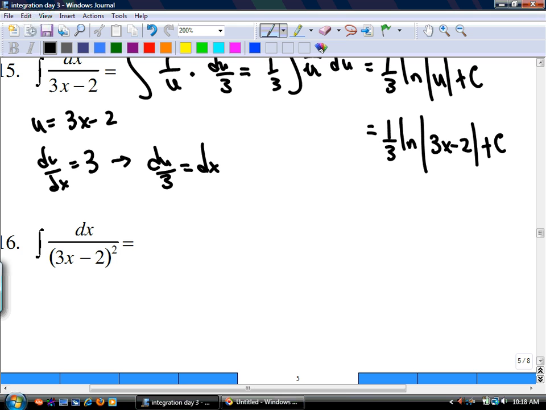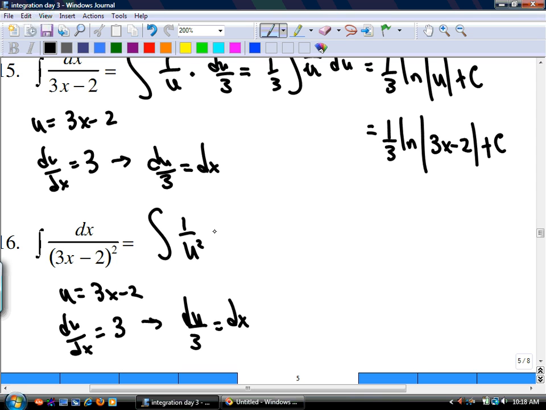Oh, okay. What are you going to let u equal here? 3x minus 2. Du over dx equals 3. Strap, I don't see a 3 up here. When I say I don't see a 3 up here, I mean I'm looking here for 3. Is that kind of clear? Okay. I don't see a 3 up there. So I read it as du over 3 equals dx. So the antiderivative becomes 1 over u squared times 1/3 du. Take the 1/3 out front.